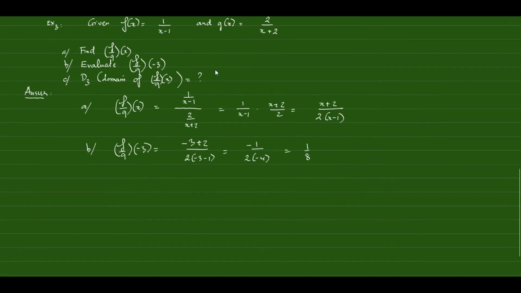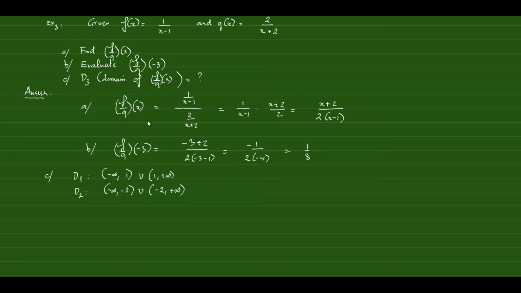Now the domain. Alright. So first of all, we need to find the domain of this. So the function is not defined at 1. So the domain, I'm going to call it D1, will be negative infinity to 1, I'm sorry. It's not defined at 1 because 1 minus 1 is 0 over here. You cannot divide by 0. Okay. Then you find the domain of the second one. You cannot define it at negative 2. Now, because you cannot define it at 1, and you cannot define it at negative 2.